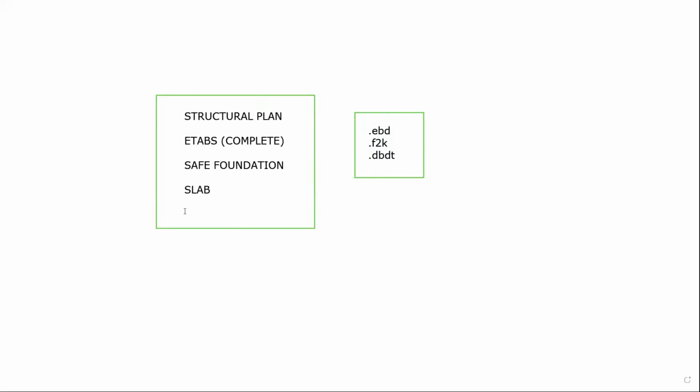So after the slab, you need to fix all these things in these three files. Got it? After this, you have to generate one model. Here we have the EDB file, that is the ETABS file. All of you know this one, the EDB file, right?